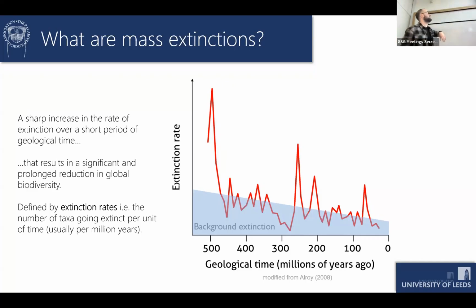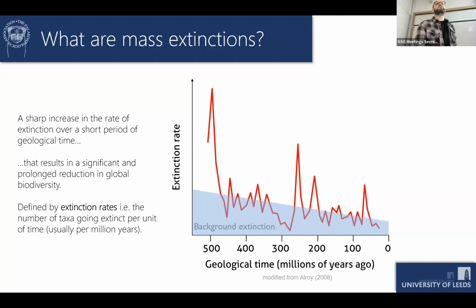I can come out with some wild hypotheses. And when our red wiggly line of extinction rate sticks out above background extinction, that's when more things are going extinct over a short period of geological time than we would expect to under normal sort of macroevolutionary processes. And those are our mass extinction events.